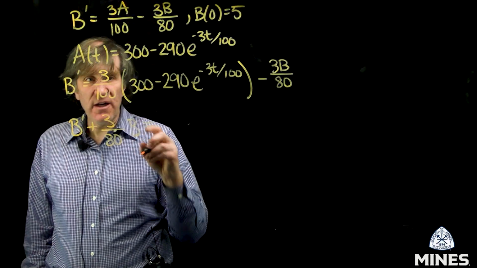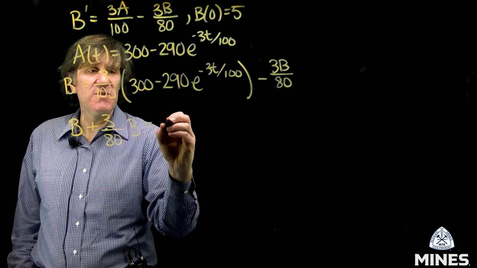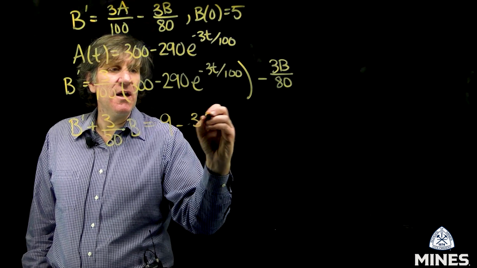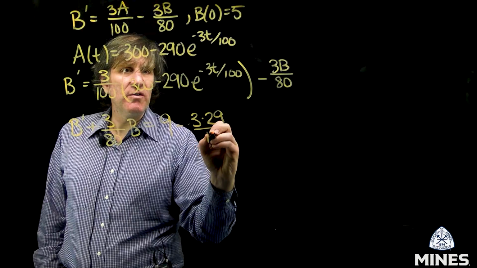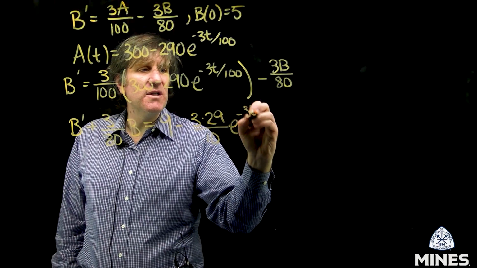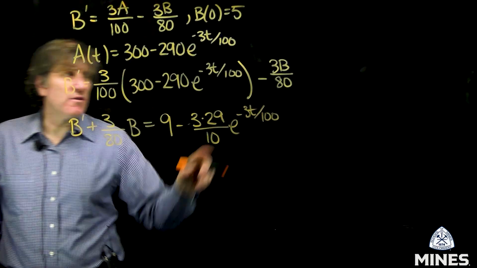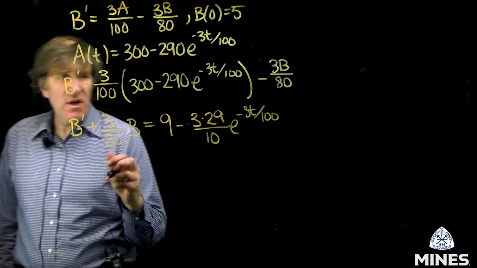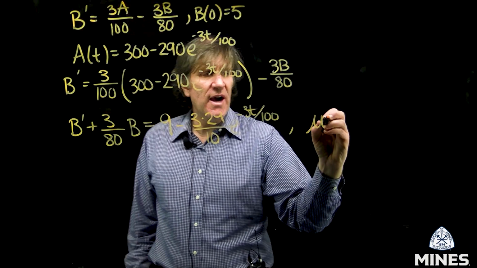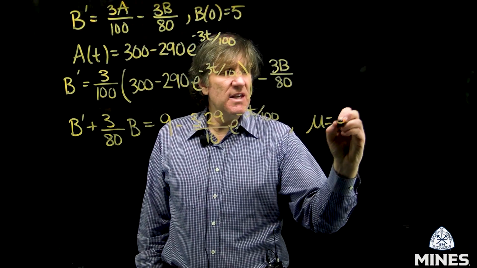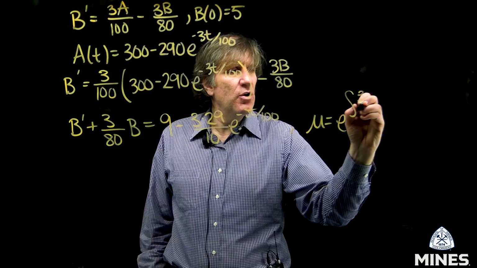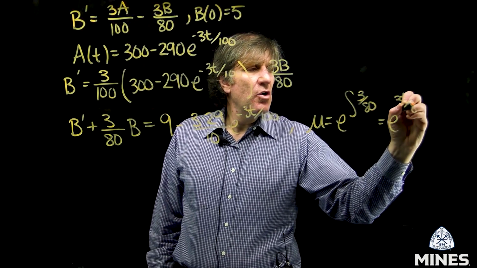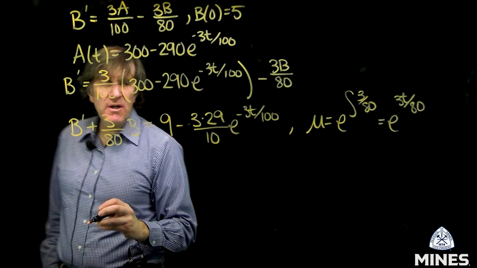Let's see what we've got here. 100 goes into 300 3 times, 3 times 3 is 9. And then minus 3 times 29 over 10 e to the minus 3t over 100. So I've rearranged things so that I can use the method of integrating factors. The integrating factor that we have, mu, is e to the integral of 3 over 80. So that's e to the 3t over 80 for our integrating factor.